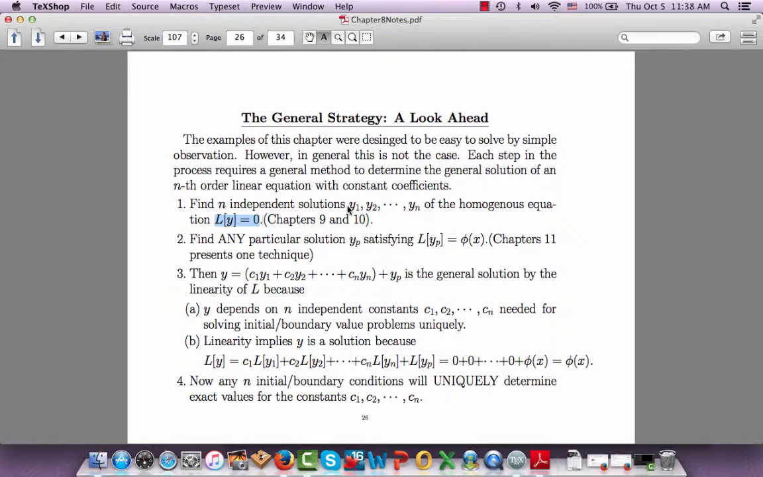When we solve this easier problem, we're going to obtain n independent solutions. Just like in the previous video, we did a second order equation and we were able to find 2 independent solutions. That's always going to be the case. You're always going to be able to find the same number of independent solutions as the order of the equation. And it's actually very easy to do. We'll see that coming up in the next chapter.